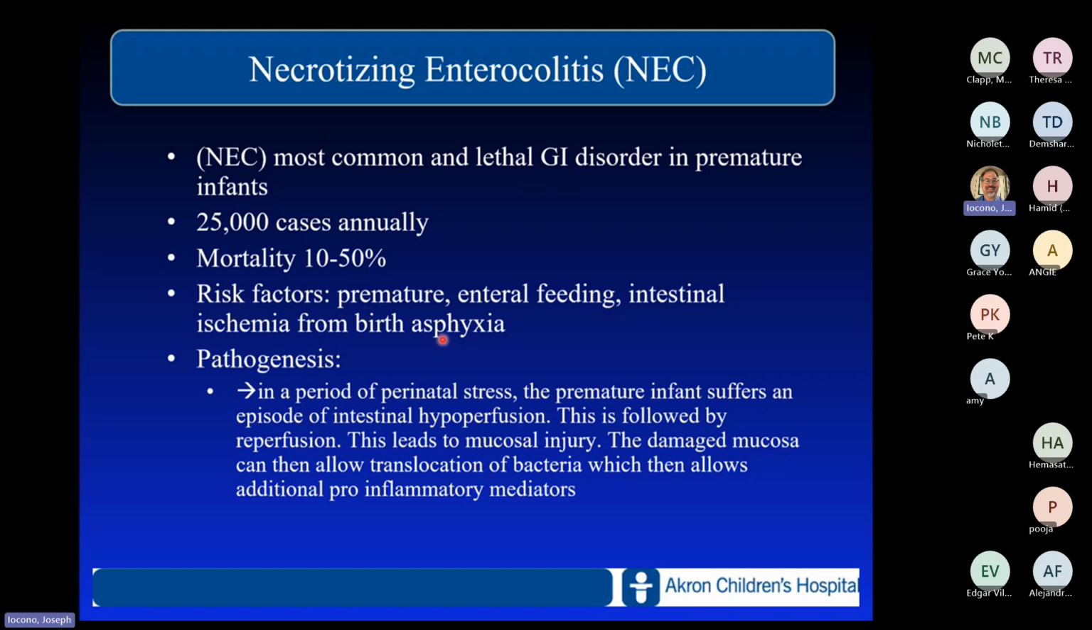Risk factors include prematurity and enteral feeding. People argue about what type of food matters. If you're feeding formula as opposed to breast milk, you're at higher risk. If you're feeding higher osmolality feeds, that's a higher risk. Different fortifiers also carry higher risk. They think mucosal injury comes first, but who knows?